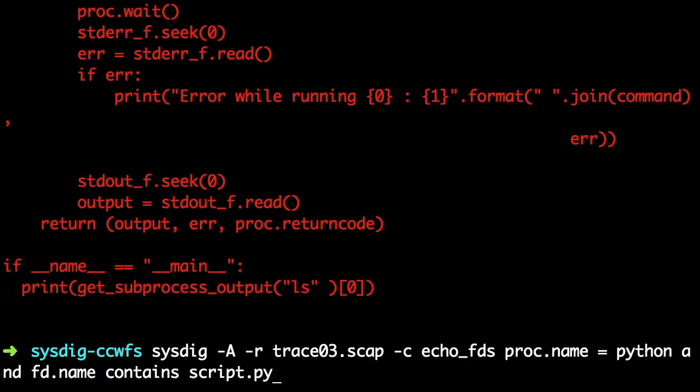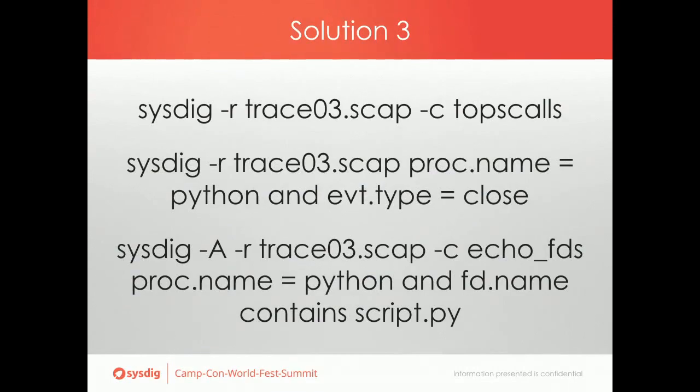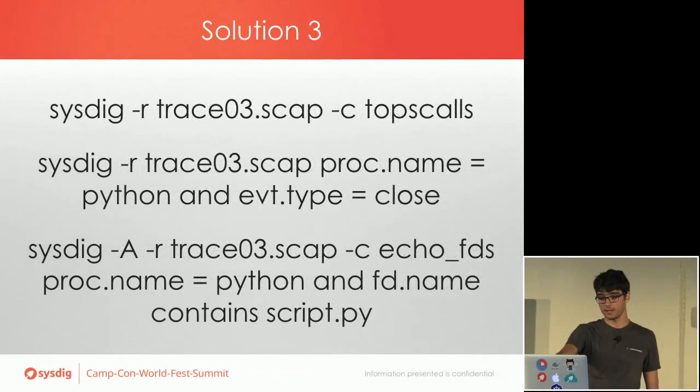Yes, I have it also here, in a bigger font. So I use the echo_fds chisel and proc.name equal python as a filter, and fd.name contains script.py. Script.py is the name of the script. In this way, all the Python activities are filtered just to match this file descriptor. And with echo_fds, it's printed on the screen.